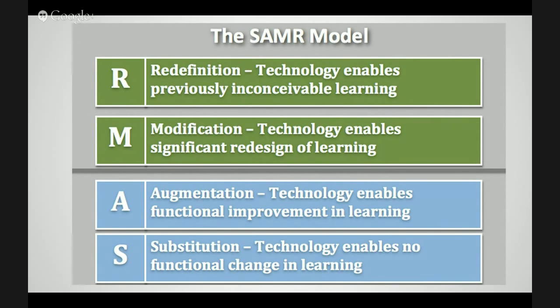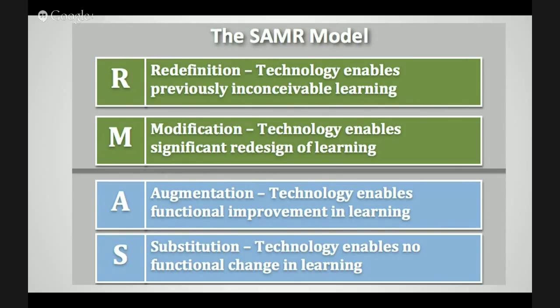You could easily go and Google others if you really wanted to. But the nice thing about this one is it doesn't try and do anything other than be a matrix for understanding technology integration. It doesn't declare the rigor or the level of learning. It's really talking about the level of technology integration.